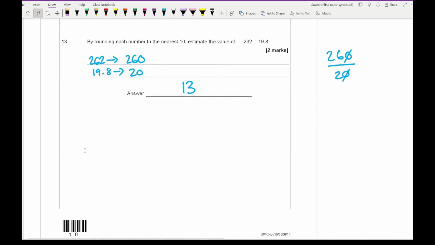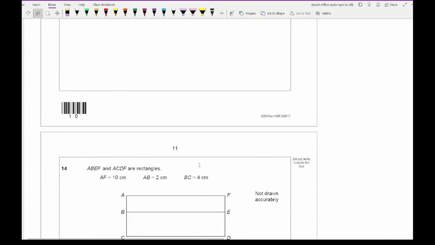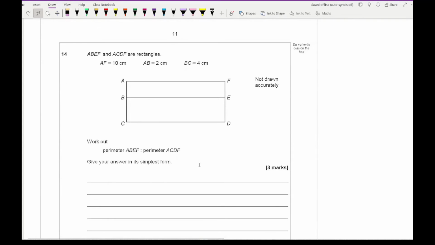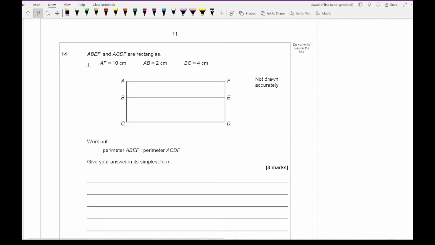In terms of where you get marks for showing 260 and 20 and then doing the division to give you 13. Now for question 14, this one says that we just need to read it carefully. It says ABEF and ACDF are rectangles. A to F is 10 centimeters, so let's just label this up. So that's 10 centimeters. A to B is 2 centimeters and B to C is 4 centimeters.